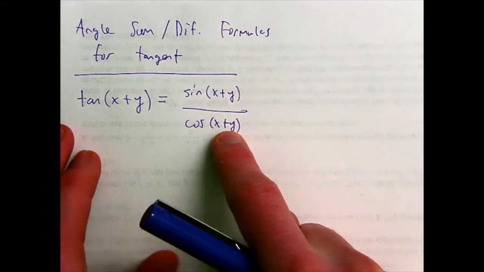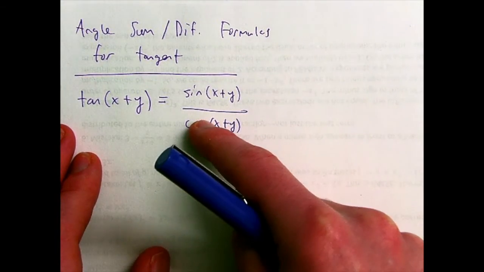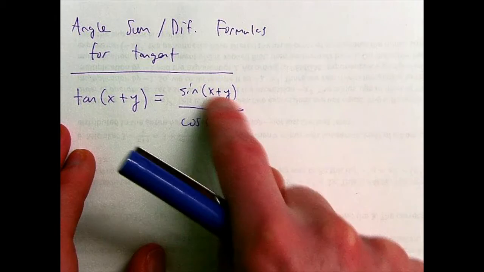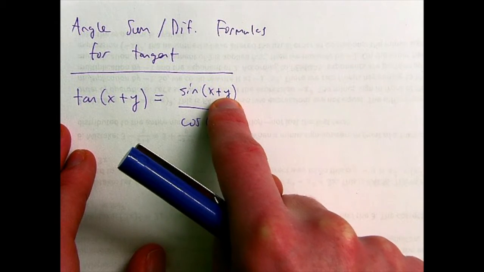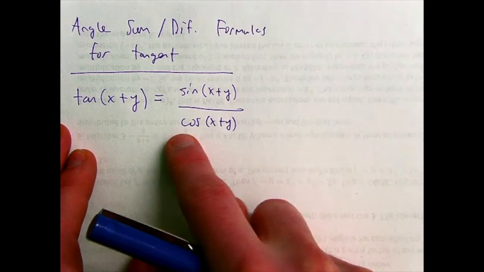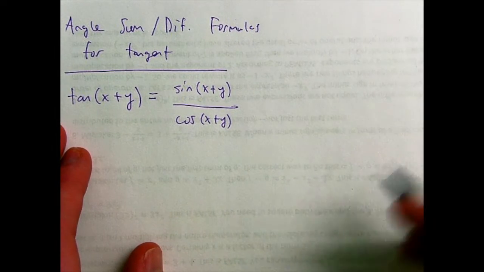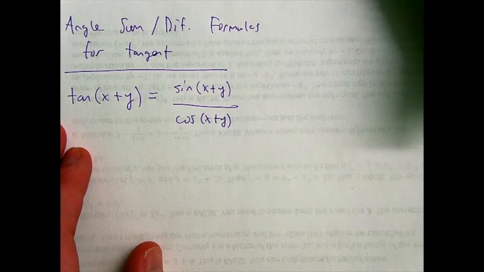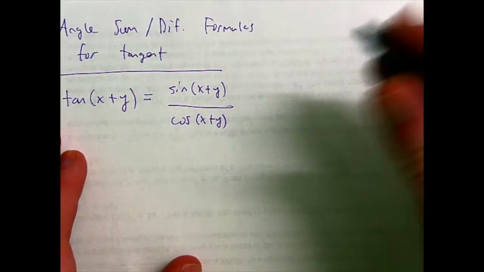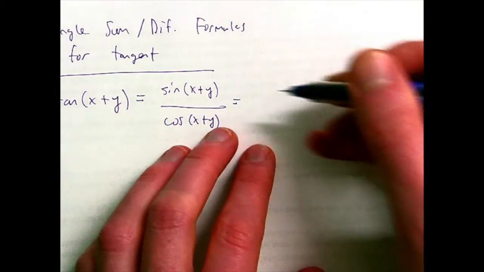And so now that we've written the expression in this way, we can recognize, oh, well, sine of x plus y, we have a formula for that. It's the angle sum formula for sine. And cosine of x plus y, oh, we have a formula for that. It's the angle sum formula for cosine. So what I'll do now is just apply those two formulas.